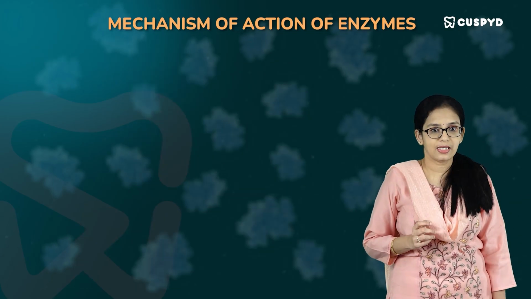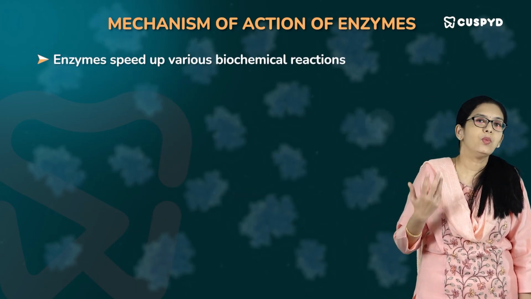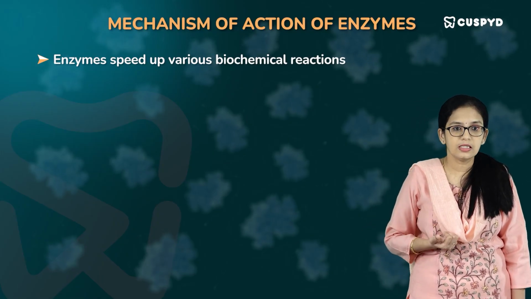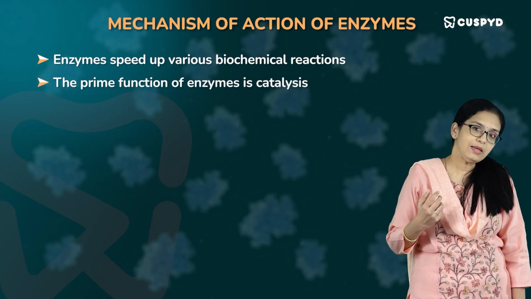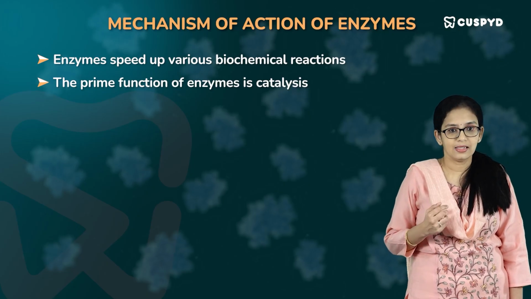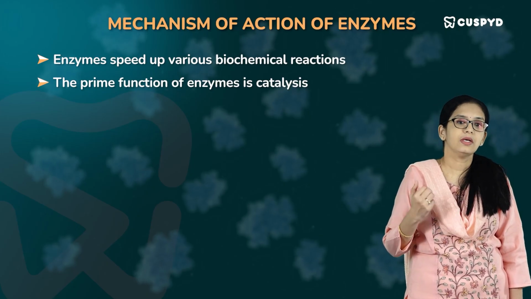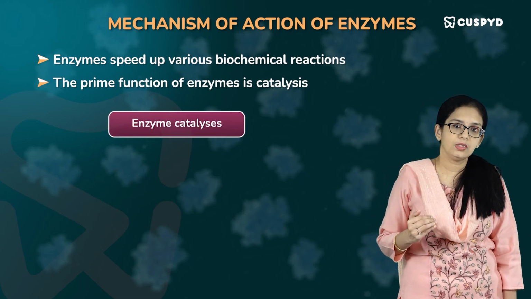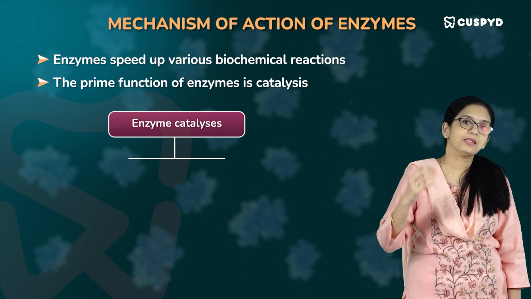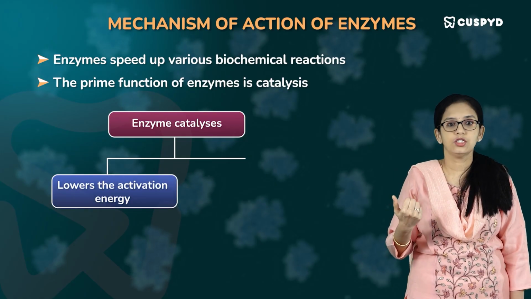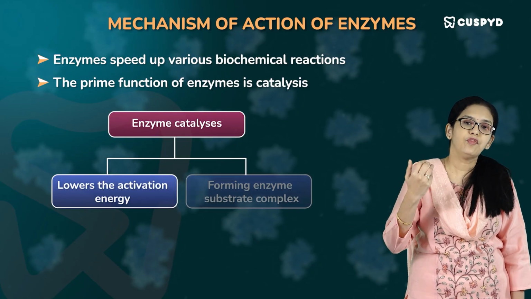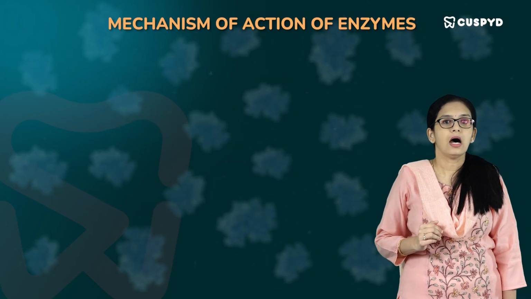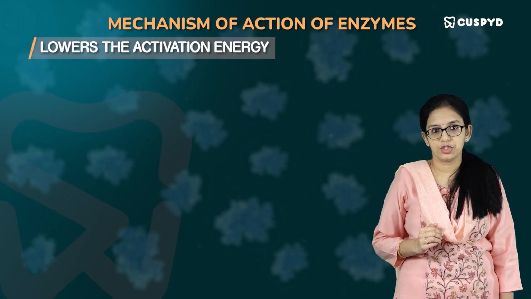How do enzymes act? Enzymes speed up the various biochemical reactions, that is, they accelerate the velocity of the reaction. The prime function of the enzyme is catalysis. Let's see the mechanism in detail. The enzyme catalyzes the reaction in two steps. The first step is it lowers the activation energy, and the second step is it forms the enzyme substrate complex. Let's look in detail at the lowering of the activation energy.